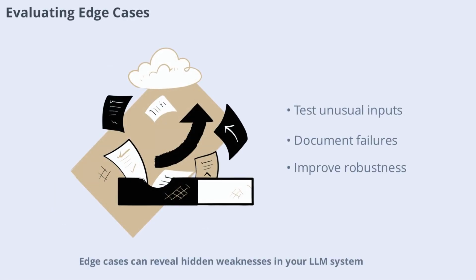Edge cases can reveal hidden weaknesses in your LLM system. Test with unusual or adversarial inputs to ensure robustness. Document failures and use them to improve prompts, models, and guardrails, strengthening your application against unexpected scenarios.